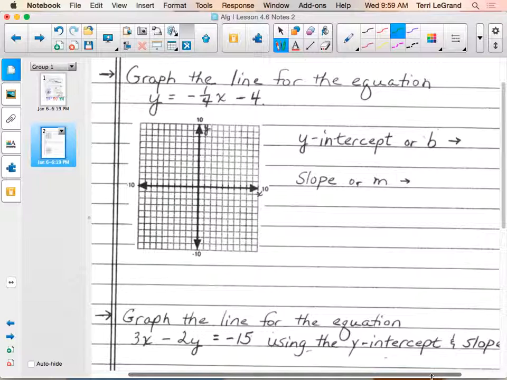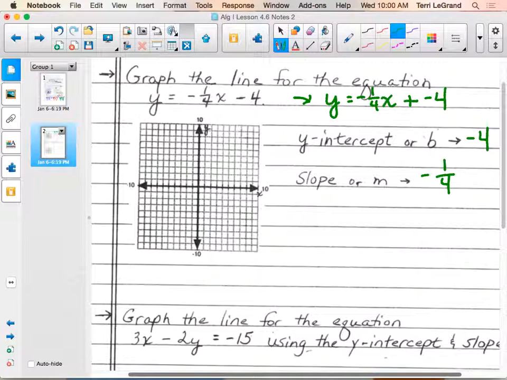Negative 4. -4, because we can rename this as y equals -1/4 x, change that subtraction to addition, and the opposite of 4 is -4. So our b value is -4, or in other words, that's where we're going to put a point on the y-axis, at y equals -4. And what's our slope? Negative 1/4. -1/4.